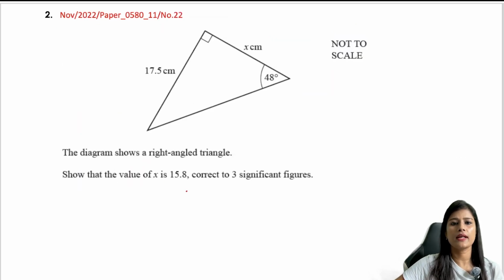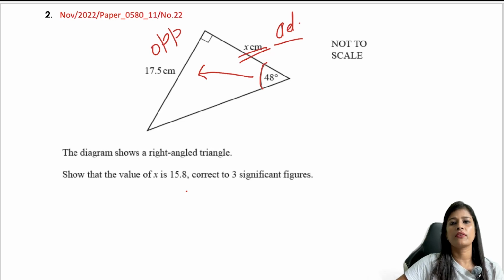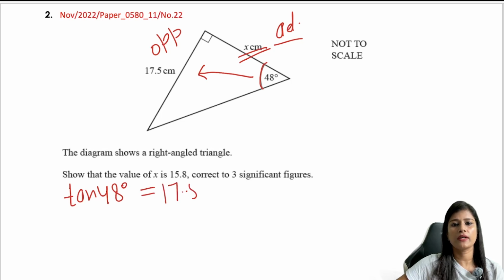Now question 2: the diagram shows a right angle triangle. Show that the value of x is 15.8. So we need to show that this x is 15.8. Now for this angle, this one is opposite and this one is adjacent. So which trigonometry identity connects opposite and adjacent? That is tan. So I can write tan 48 is opposite 17.5 divided by adjacent, which is x.